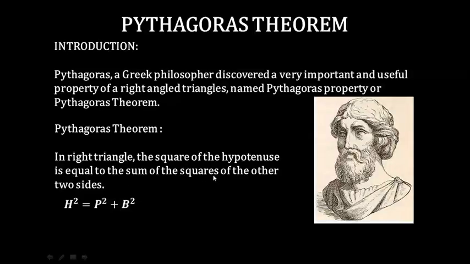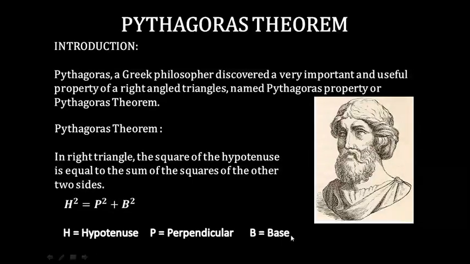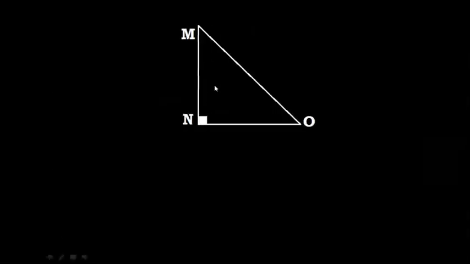the sum of the squares of the other two sides, that is h square is equal to p square plus b square, where h is the hypotenuse, p is the perpendicular, and b is the base. How can we identify the hypotenuse, perpendicular, and base? Let me explain with the help of this diagram.